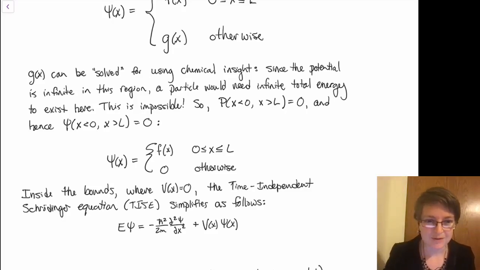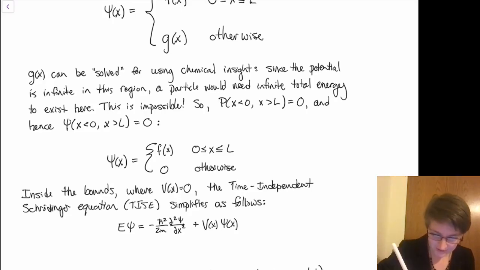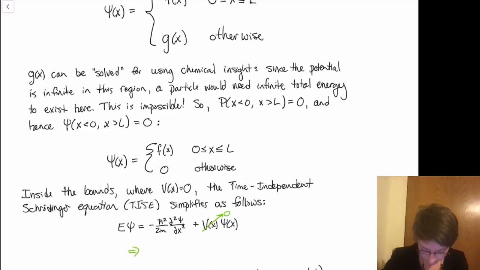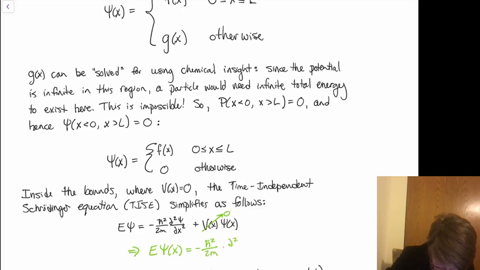And so maybe you can start to see why we're picking this particle in a box as our first example, because what is the potential inside of the box? Well, it's just 0. And so this second term is going to entirely cancel out. And our simplified version of the Schrodinger equation for our particle on a line is going to be that we want to solve for a wave function such that E times the wave function is equal to my constants times the second derivative of the wave function.